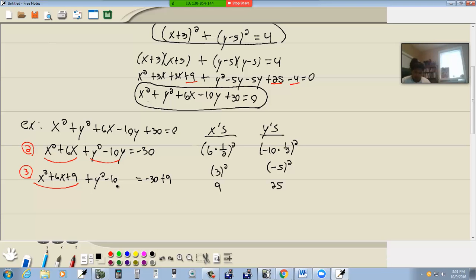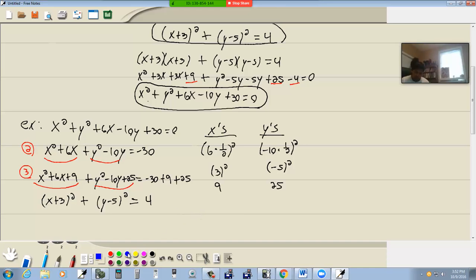And then you add it to both sides. So I'm going to add it to the y group over here, and I'll add the 25 over here. Now we want to factor the x's, so the x group. So I'm going to factor this as x plus 3 squared. We want to factor the y's, so this will be y minus 5 squared. And 9 plus 25 is 34, minus 30 gives us 4.